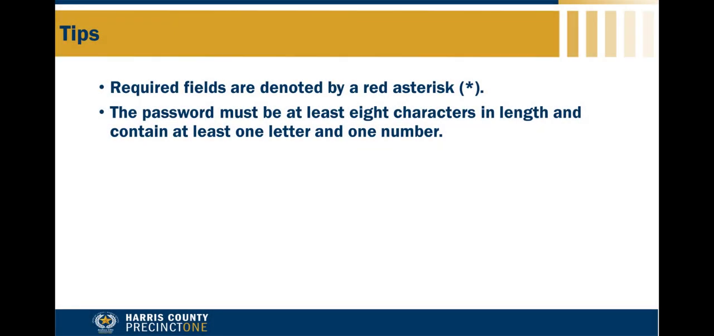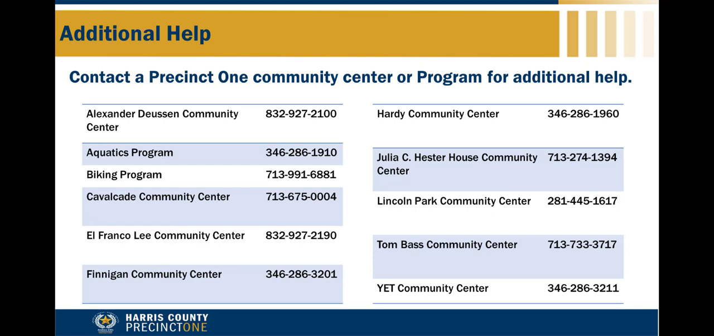When you see a red asterisk, you must enter that information. It is required. The password must be at least 8 characters in length and contain at least one letter and one number. If you need additional help, you may contact a Precinct 1 Community Center or a program.